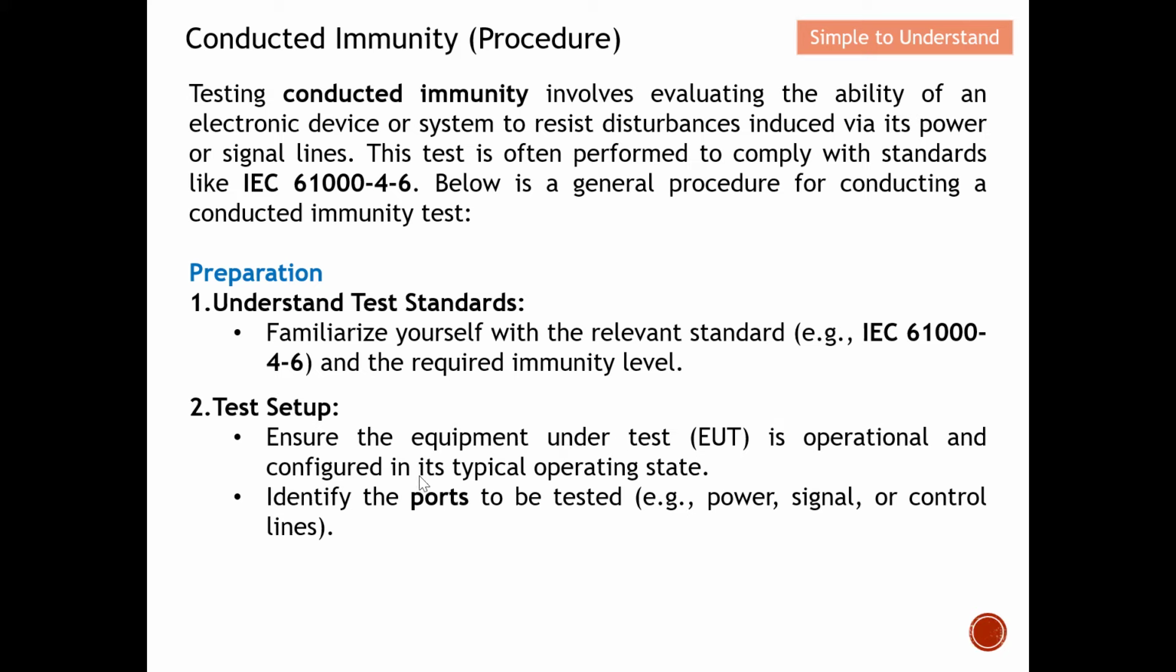Next, we need to identify the ports to be tested. For example, we need to test at the power port. For example, we need to test at the signal, the signaling line, or we also can do the testing on the control line. So basically, this is under preparation.